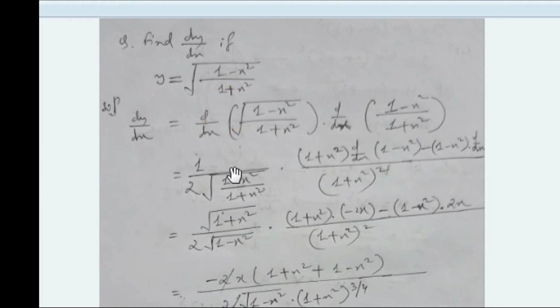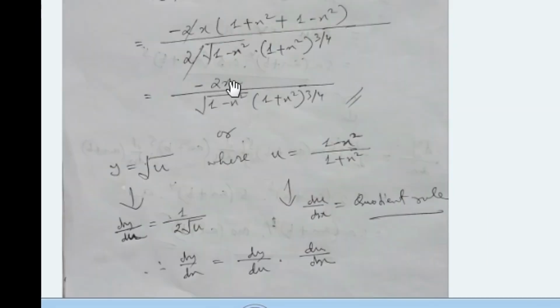dy by dx, here I am not taking u and v. First we will differentiate the whole part, then we will differentiate the part which is under the square root. We will remember that d by dx of root x is 1 by 2 root x, and this is in the form of a quotient. That means we are going to introduce the quotient rule here for the differentiation. We have proceeded in that way, and we will get the result like this.